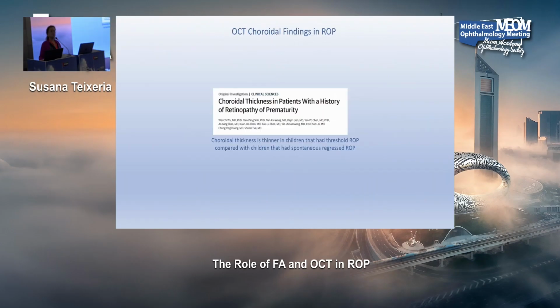Also, as we saw in the fluorescein angiography, you see this point in the initial times of the choroidal time, and you can see also that in OCT you have a less thick choroid than you have in the normal babies. So those two machines can help you.